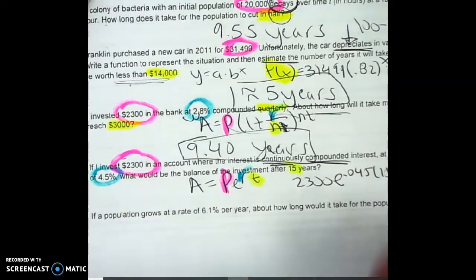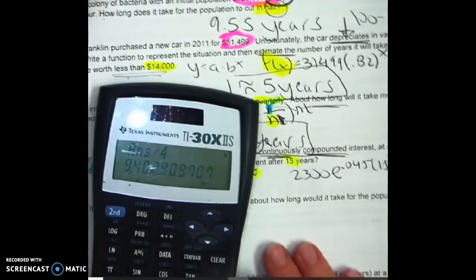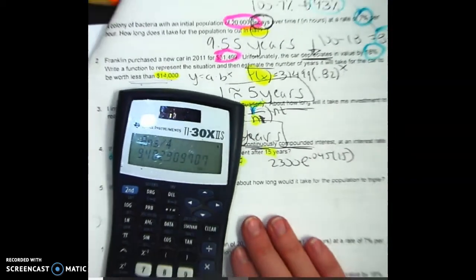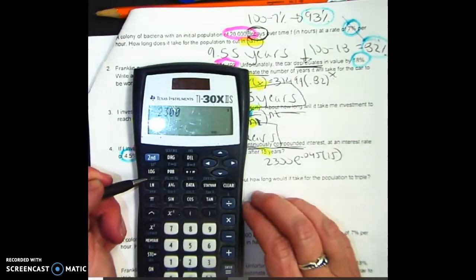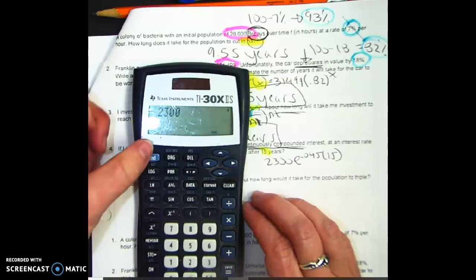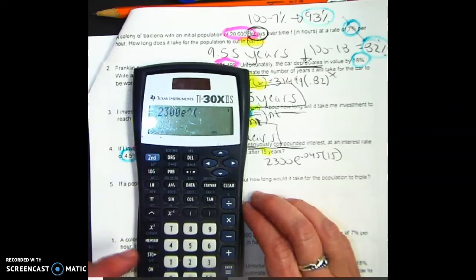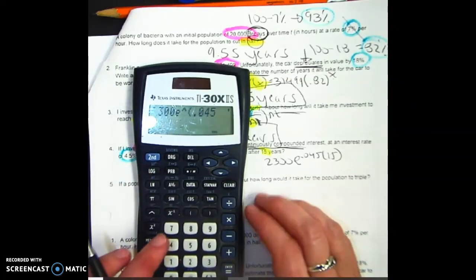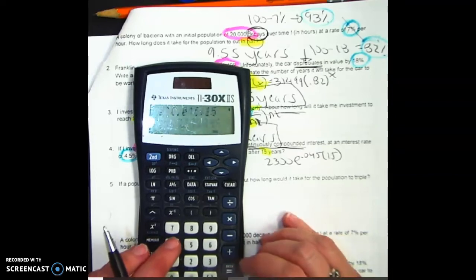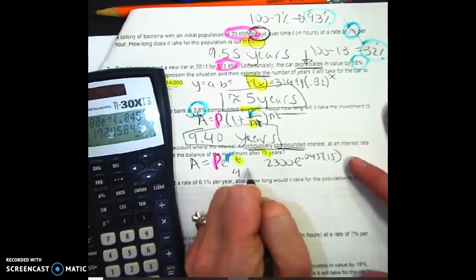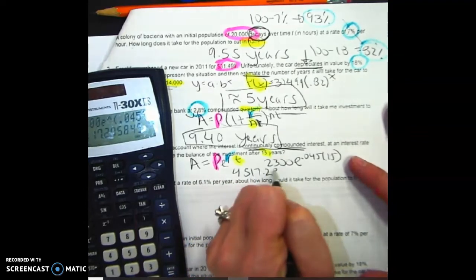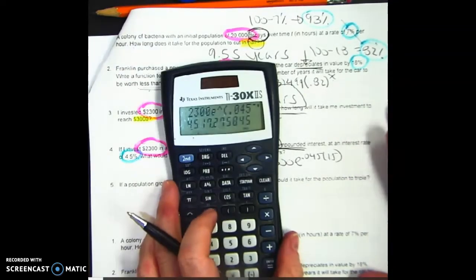Okay? In case you have to use the simple calculator, let me zoom out a little bit. I'm going to type in 2,300. E is when you're dealing with natural log. So second E, 0.045 times 15, and I get 4,517.28. Now some of you go, that's a big number.